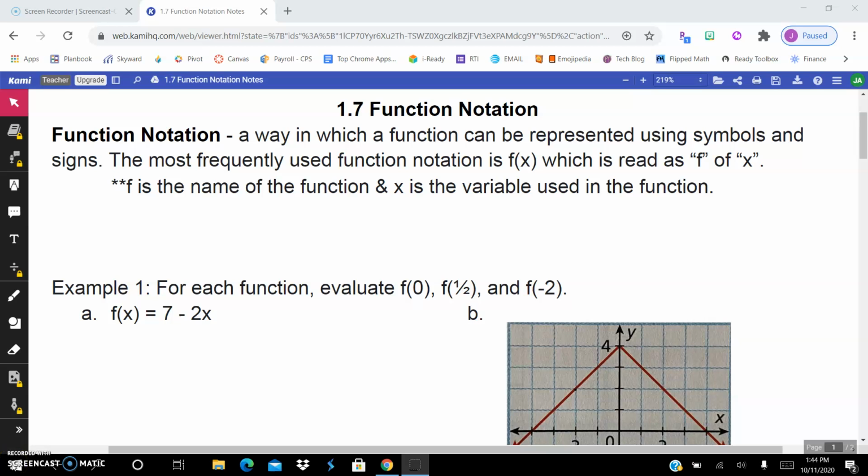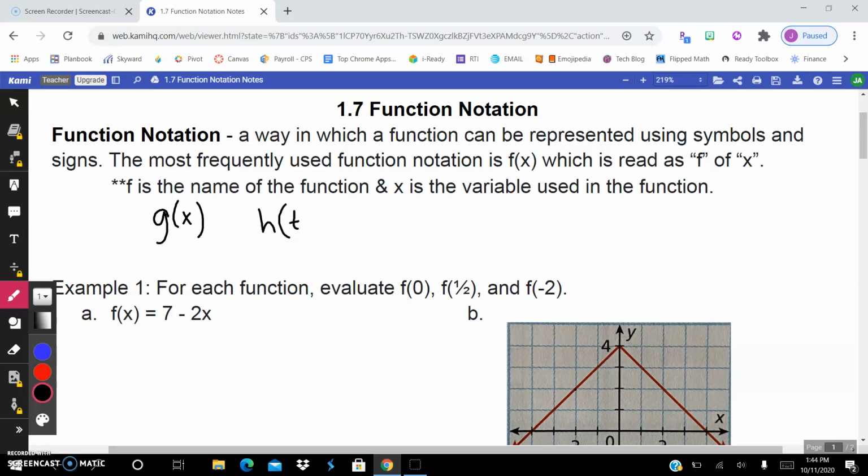So if I had different letters, I could name a function g of x. I could name a function h of t. The letter inside of the parentheses is what variable is being used in the equation. The letter outside, so the f, the g, the h, those are just different names. So just like you guys all have different names, functions can have different names as well.